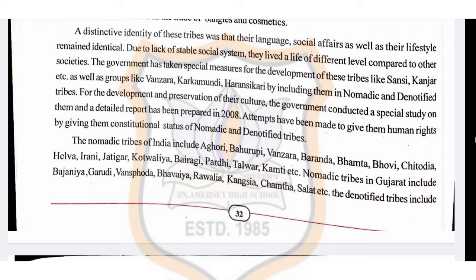Attempts have been made to give them human rights by giving them the constitutional status of nomadic and denotified tribes.